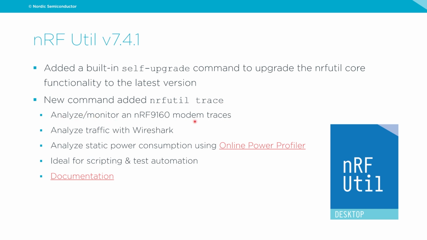The other thing was that there's a new command that was introduced, nRF util trace, and it is used to analyze or monitor the modem traces from the nRF 9160. And with that, you can analyze traffic with Wireshark. Two options here. You can either pipe the traffic to the Wireshark executable and analyze the traffic live as it's coming from the nRF 9160, or you can just save that to a Wireshark file and analyze it at a later stage. You can also use that to create a file that can be uploaded to the online power profiler, and with that analyze the static power consumption of the nRF 9160.